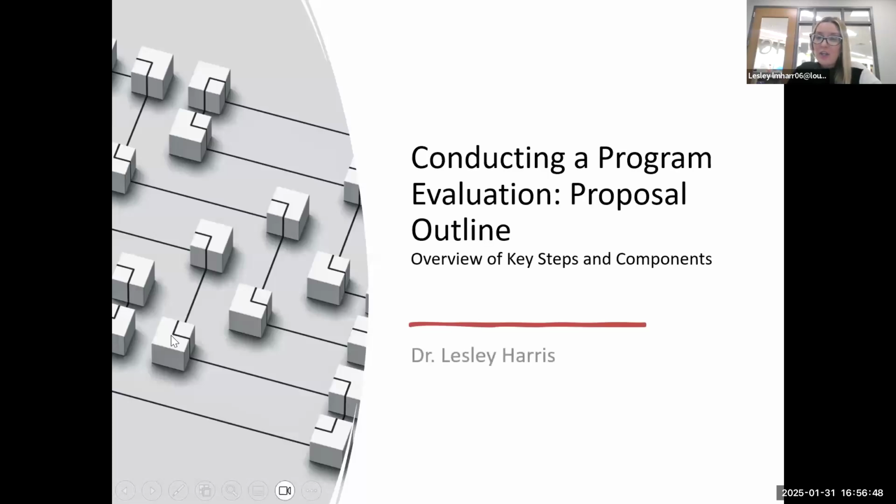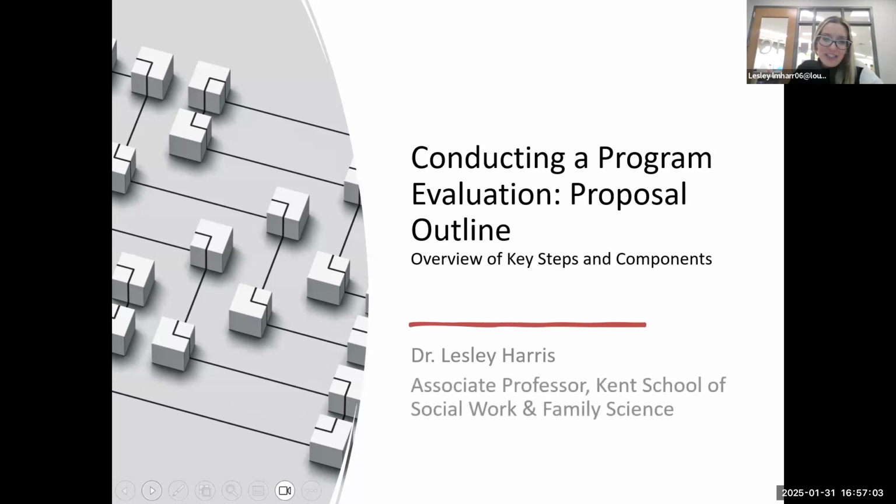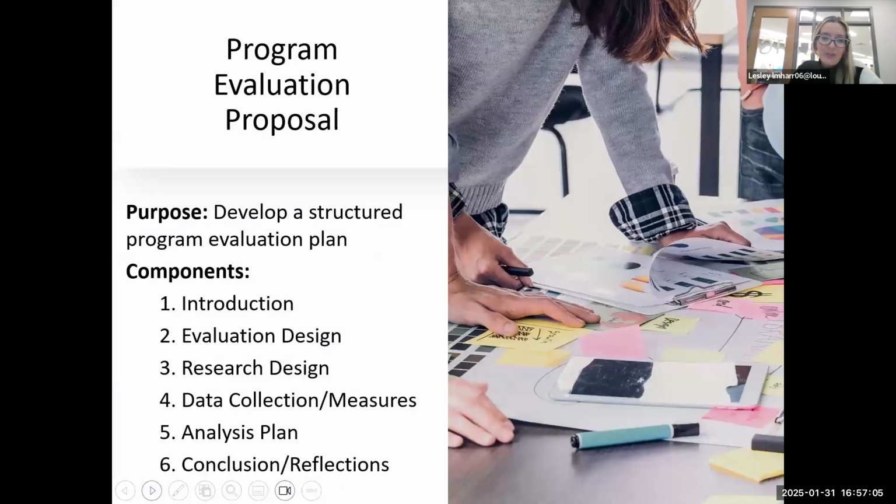Okay, so I'm going to walk you through the components of the proposal. So we're really conducting a program evaluation proposal, which is really taking place in the form of an outline. And again, I'm Leslie Harris, Associate Professor at the Kent School of Social Work and Family Science. So the overall purpose of this second part of this assignment is to develop a structured program evaluation plan.